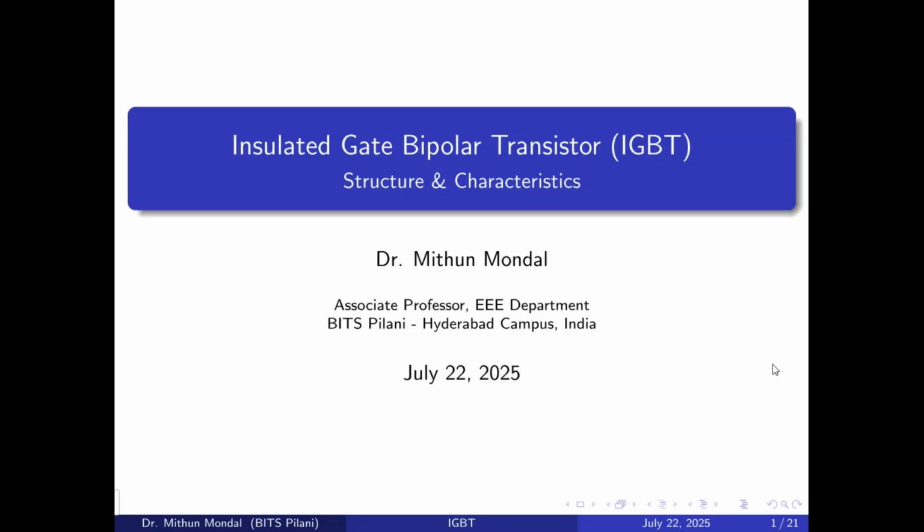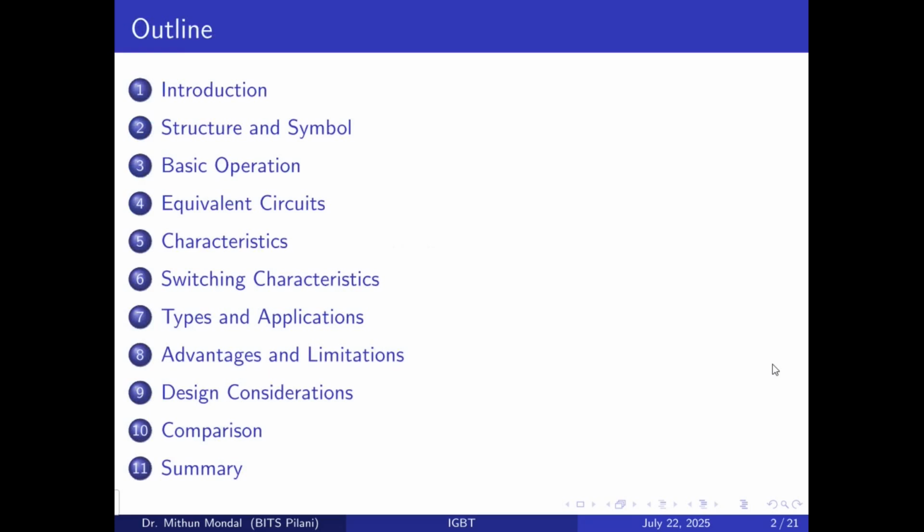Welcome back. In the previous lecture, we have discussed the MOSFET, that is, the metal oxide semiconductor field effect transistor. In this lecture, we will focus on another semiconductor device, the IGBT, known as the Insulated Gate Bipolar Transistor. We will see its structure and characteristics.